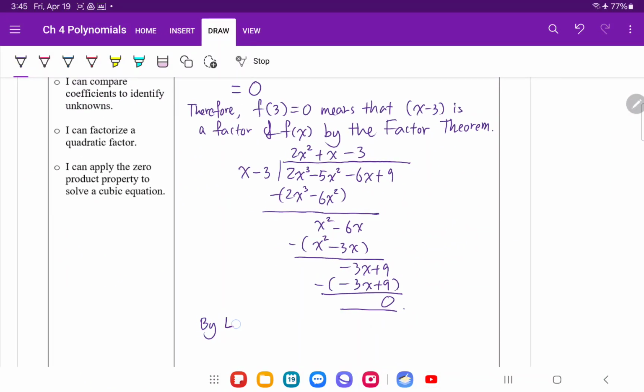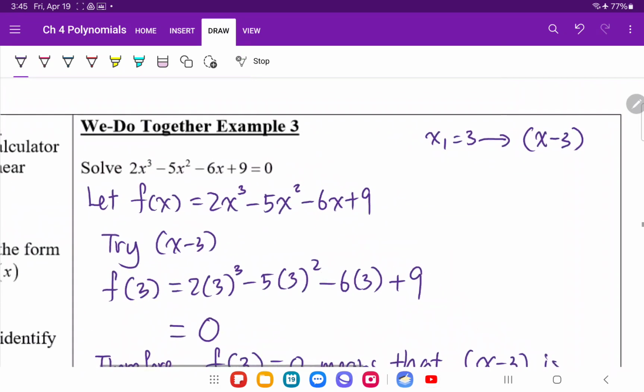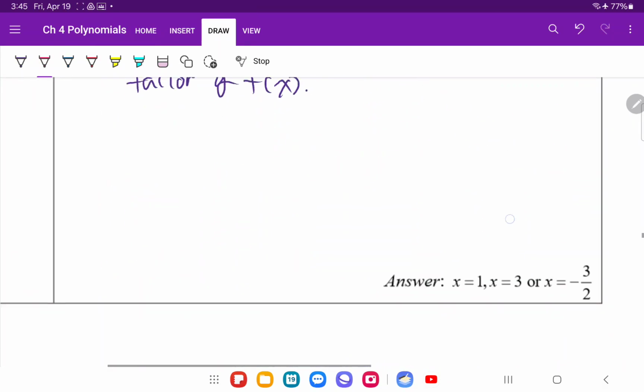So, by long division, the quotient 2x squared plus x minus 3 is the other factor of f(x). Now, this is the part where I must link to the solving. Don't forget, this question is still solving. So I must put in the equal 0 now. Since we already say that this part is the f(x) and there is an equal to 0, let's solve now.